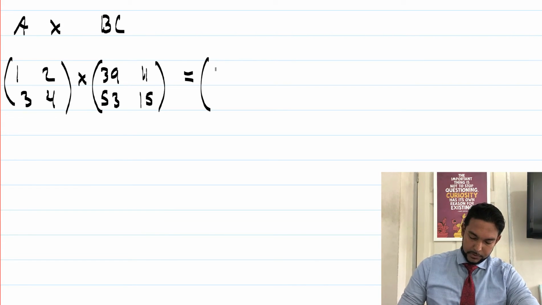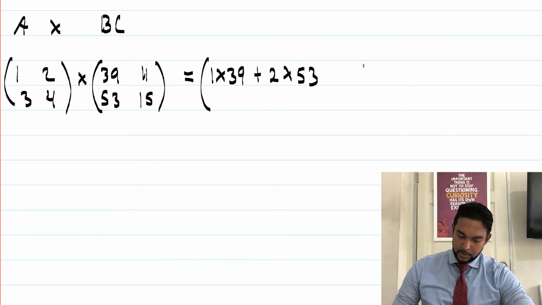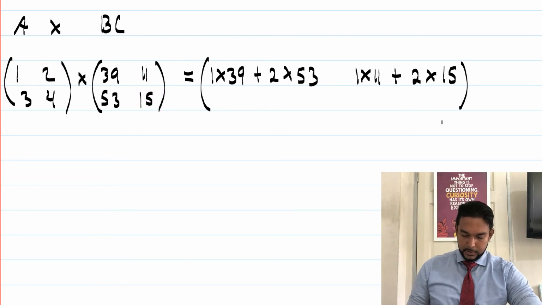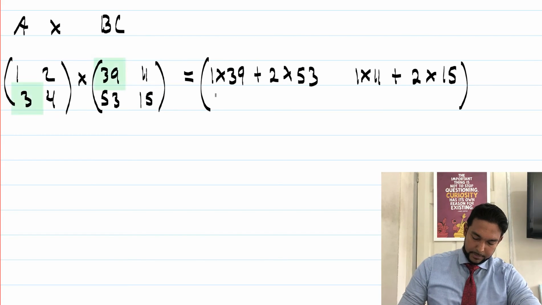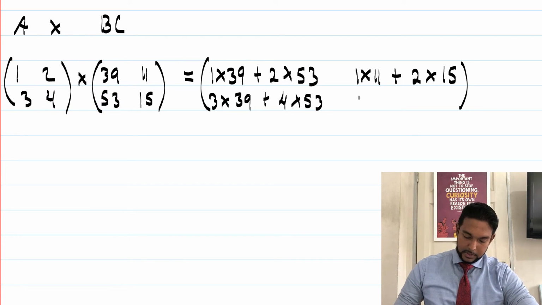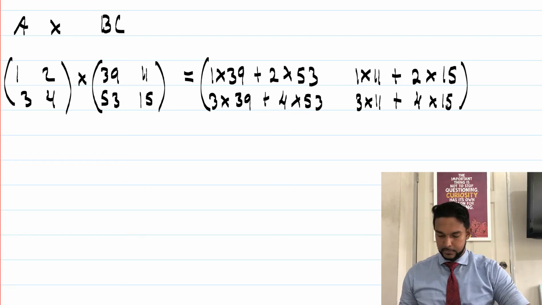Okay, so first row by first column. So we have 1 by 39 being added to 2 by 53. Then first row by second column. So we have 1 by 11 plus 2 by 15. Then we have second row by first column. So we have 3 by 39 plus 4 by 53. And second row, second column, 3 by 11 plus 4 by 15.